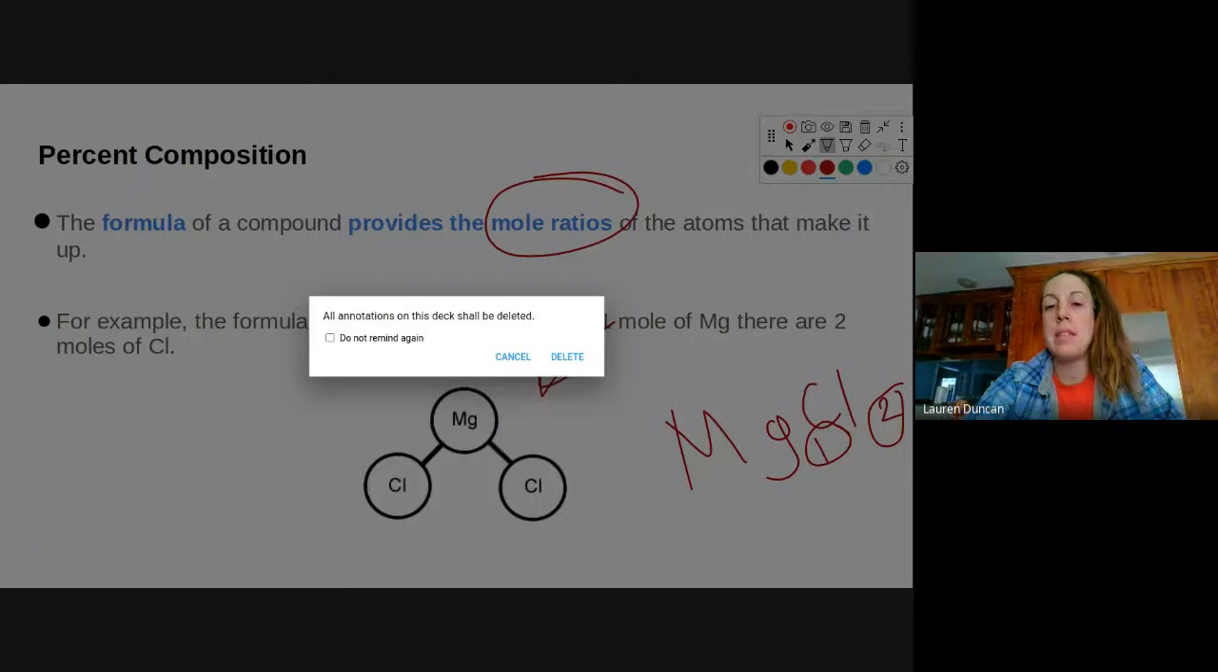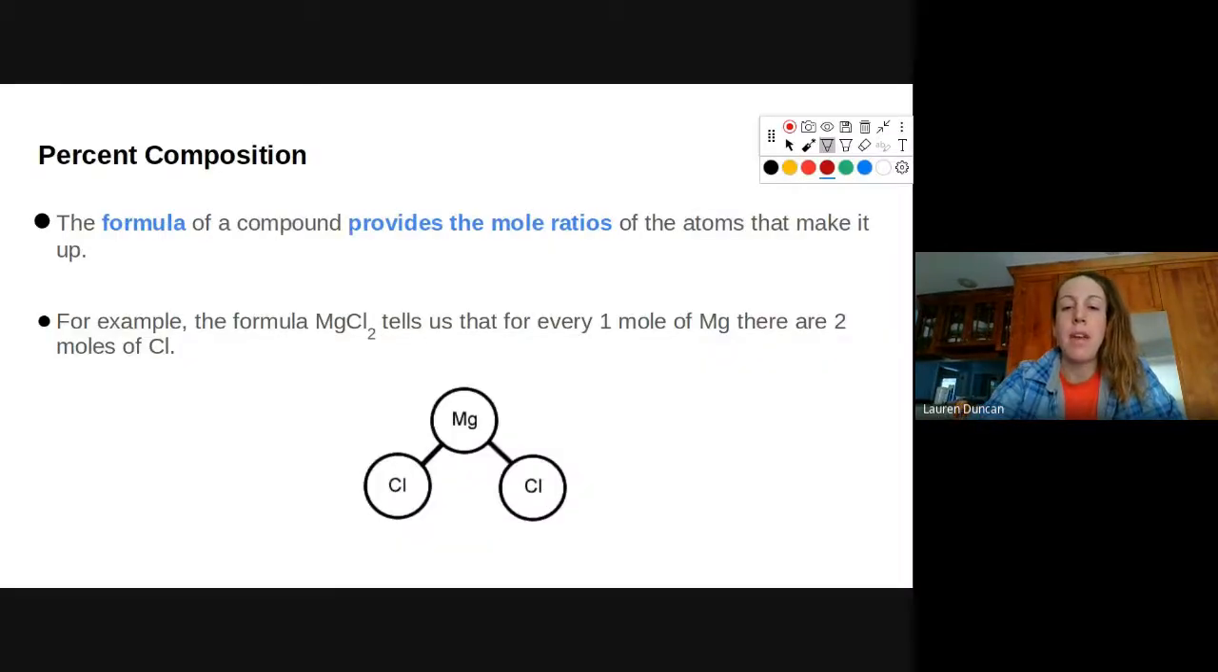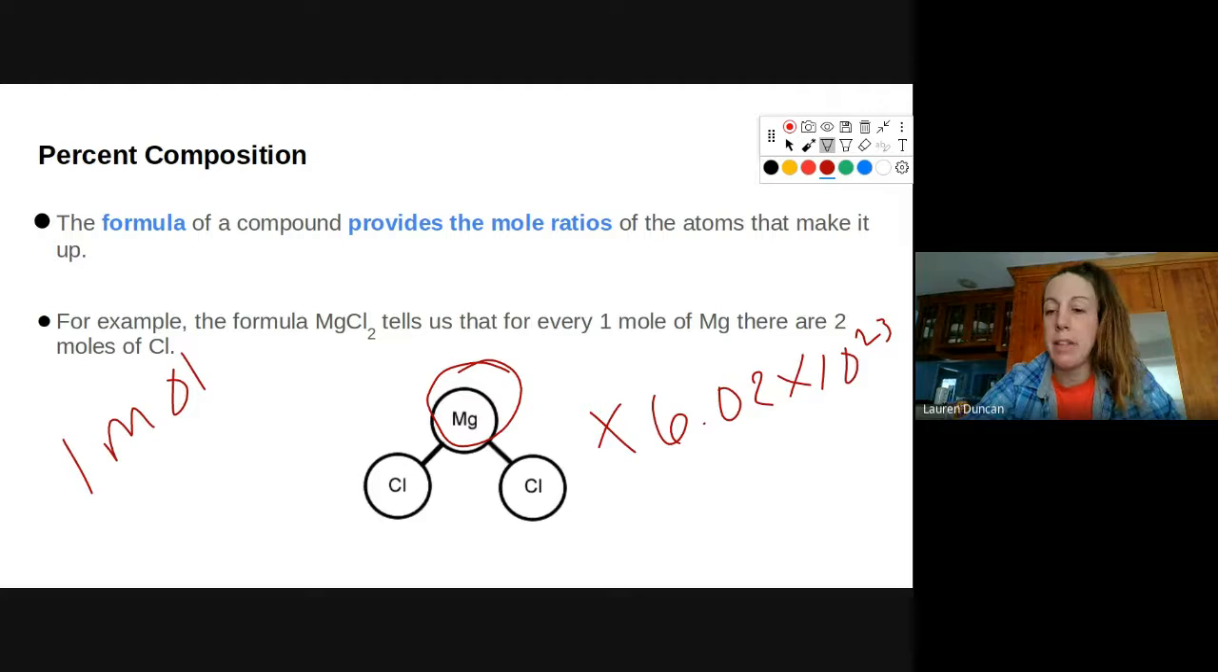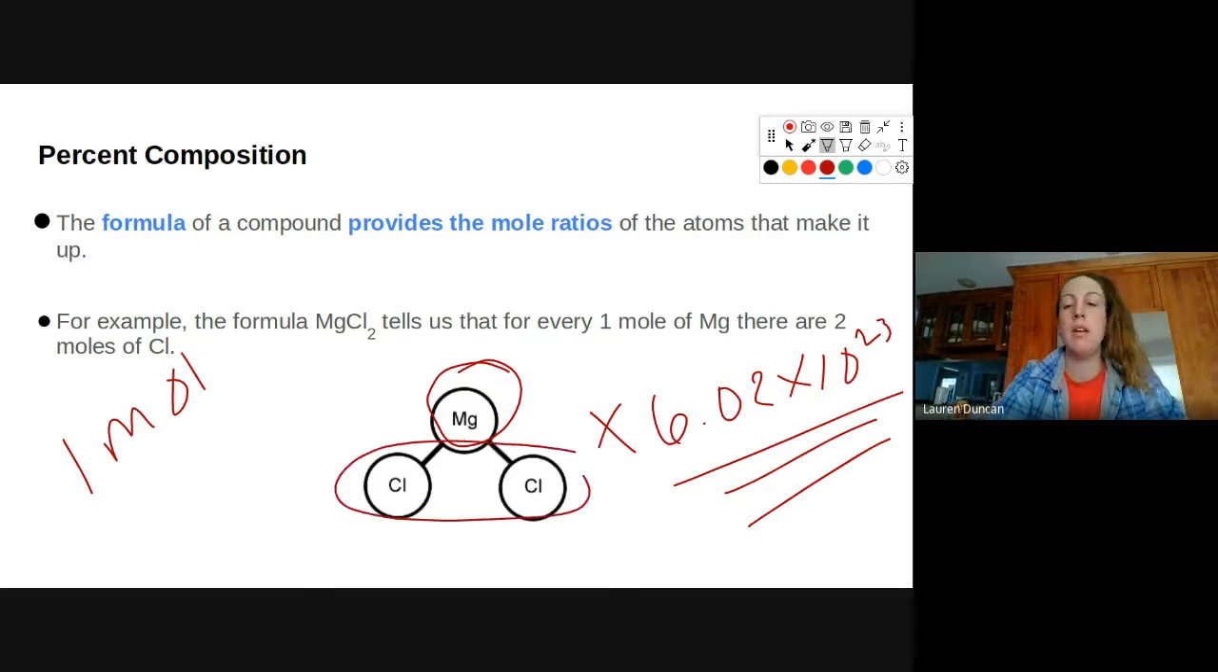So what that means is the mole ratios is if I had 1 mole of magnesium chloride molecules, which means I would have 6.02 times 10 to the 23rd magnesium chloride molecules. For every 1 mole of magnesium atoms I would have in those molecules, the 6.02 times 10 to the 23rd of them, I would have 2 moles, twice as many moles of chlorine atoms.